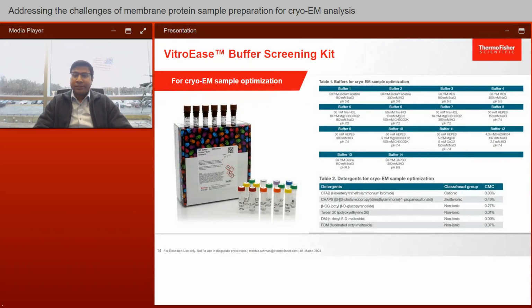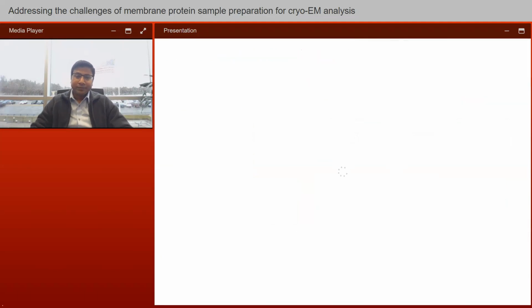To reduce this, we have developed a buffer screening kit with a broad range of pH and salt concentrations, and they are ready to use. The kit contains 14 buffers and 6 detergents selected from over 800 cryo-EM papers published from 2014 to 2019.